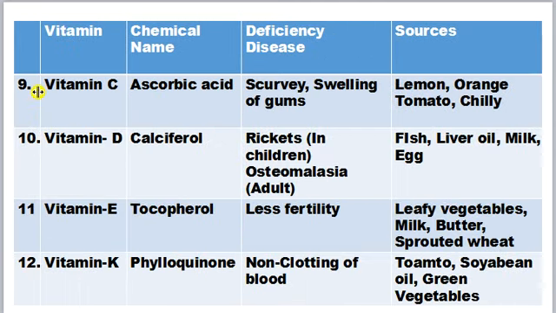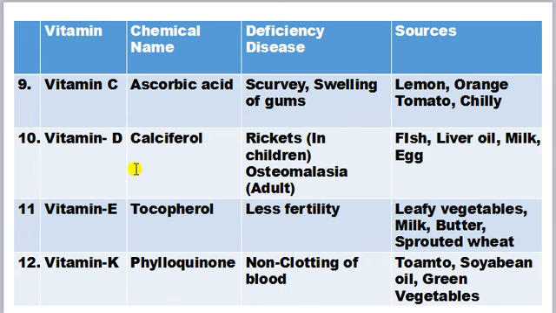Now the ninth one is vitamin C, and its chemical name is ascorbic acid. Its deficiency causes scurvy and swelling of gums. Scurvy leads to anemia, debility, exhaustion, spontaneous bleeding, pain in the limbs and especially the legs, and swelling in some parts of the body, as well as ulceration of gums and loss of teeth. This is the advanced stage of vitamin C deficiency, where scurvy occurs, and its sources are lemon, orange, tomato, chili, etc.